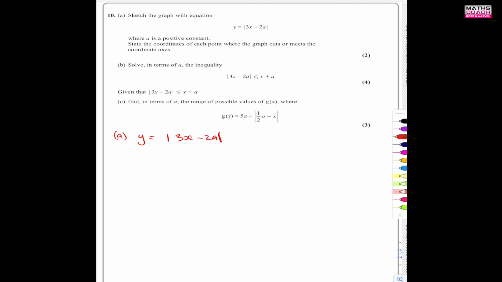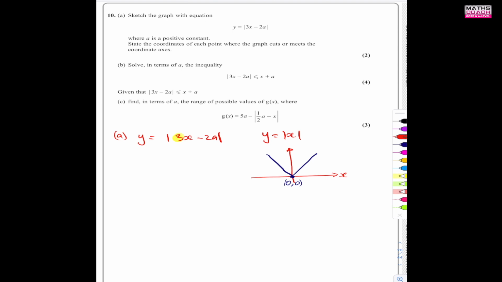So this is essentially the transformation of the graph of y equals modulus of x. If we have a coordinate axis and sketch the graph of y equals modulus x, it is something like this, where the lowest point has coordinate (0, 0). So this is y equals modulus x.